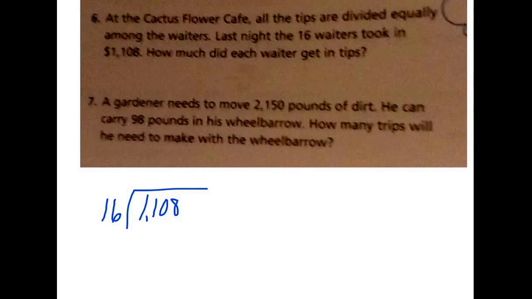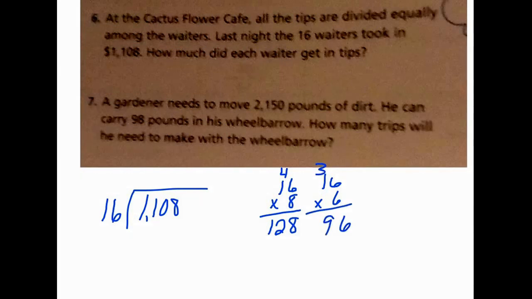Okay, might have to do a little bit of thinking here. This is kind of a tough one. I'm going to choose 8. Let's go 16 times 8 and see what I get. 48. Carry the 4. Oh, that's still too big, just by a little bit. That's 128. Okay, 16 less than that. Oh, it's still going to be too big. So let's go 16 times 6. 36, carry the 3, 6, 9, 96.